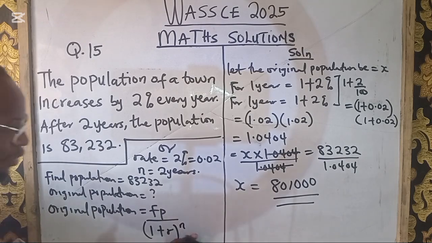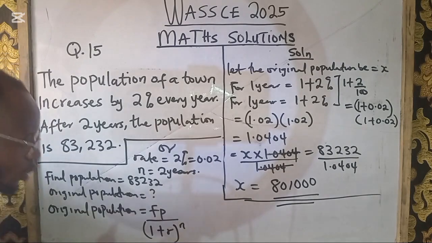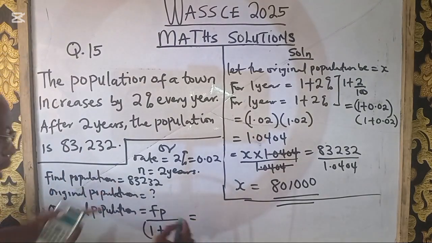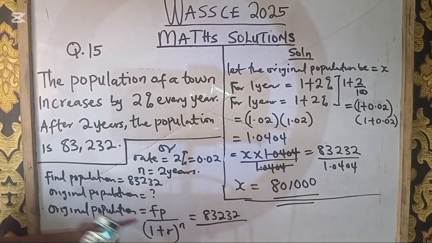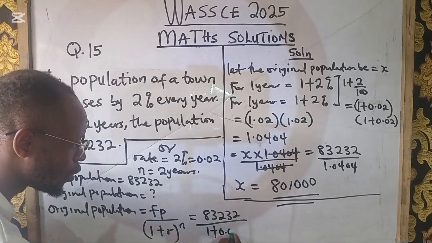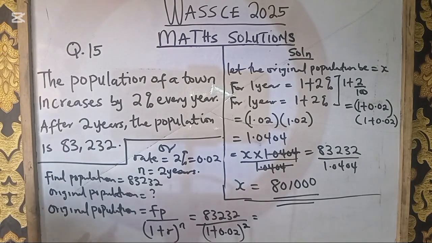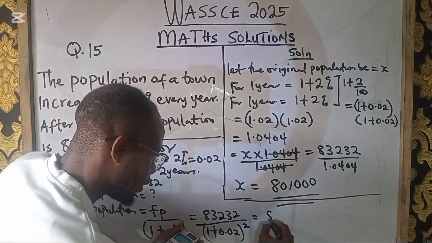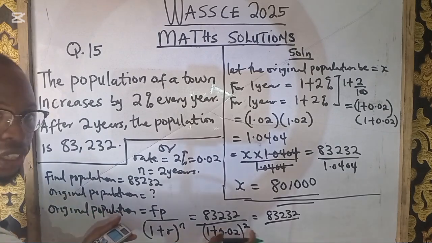So let us fix in our value now. If I put my final population as 83,232, you want to see if you are going to get the same answer. All over 1 plus the rate, which is 0.02, all raised to power the number of years, which is 2. So let me just press it directly in calculator and let me see what I have. This is 83,232, so that you guys will see what I'm doing clearly.